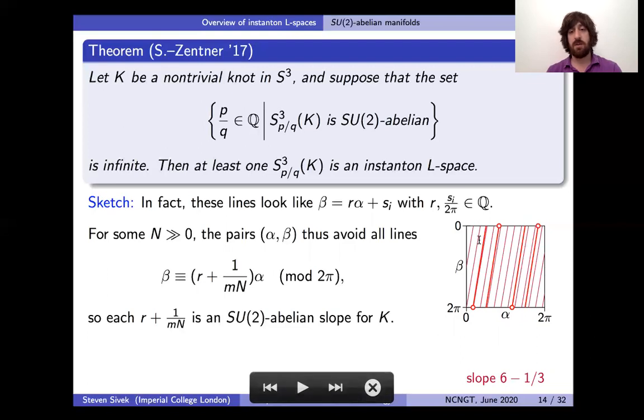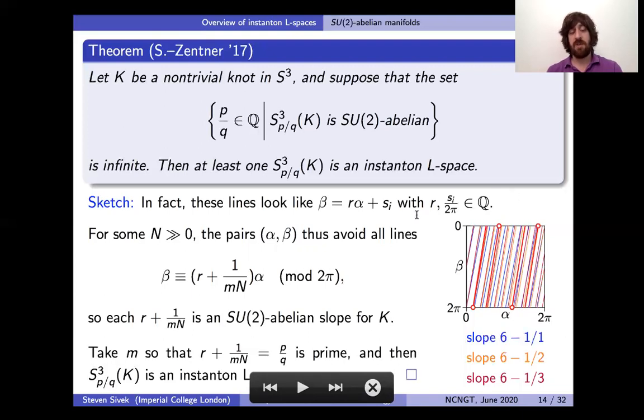And in general, if you're in the situation where the character variety of the knot has this image, which looks like these finitely many lines with rational coordinates, then you can prove that the pairs alpha and beta in red here, that come from the knot, actually avoid all lines of the form beta is something times alpha, where that something is of the form R plus 1 over m times n, and m can be any integer. And so each of these slopes, R plus 1 over mn, is itself an SU2 abelian slope for K. So we've gone from knowing that there were infinitely many to knowing that there are infinitely many of this particular form, R plus 1 over mn.